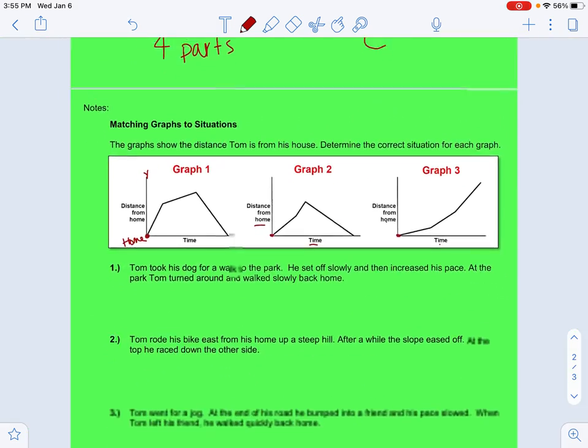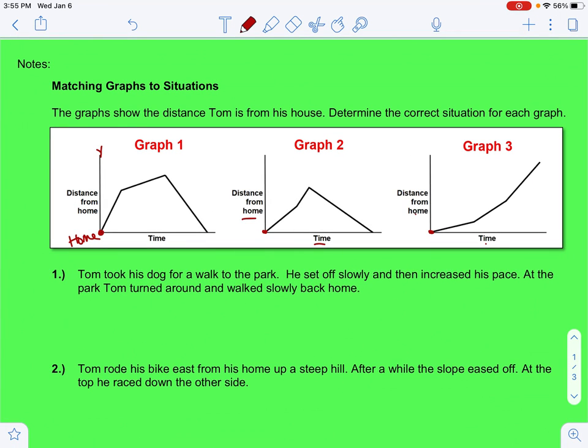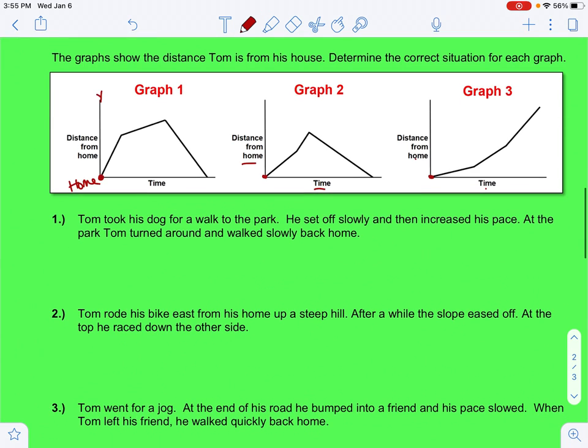Alright, so now we need to read these situations and figure out which graph is showing this exact situation. So number 1, Tom took his dog for a walk to the park. He set off slowly and then increased his pace. At the park, Tom turned around and walked slowly back home.